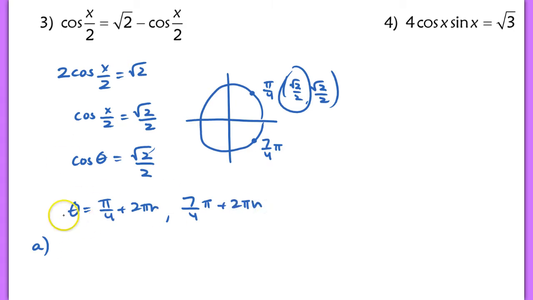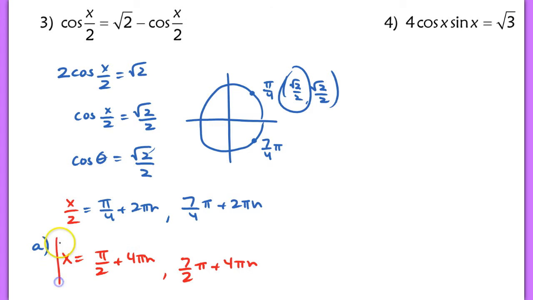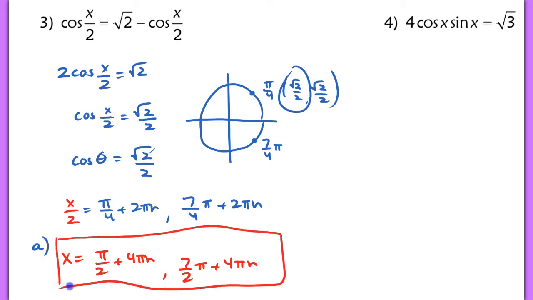Alright, so that's where we have theta though. I want to know what x is equal to, so again I make that substitution here. That's x over 2, and I'm going to solve for x. So I'd have to multiply by 2 here, so I end up with x equaling pi over 2 plus 4 pi n. And again, multiply by 2 here, you end up with 7/2 pi plus 4 pi n. So this represents all solutions that would satisfy this original equation.